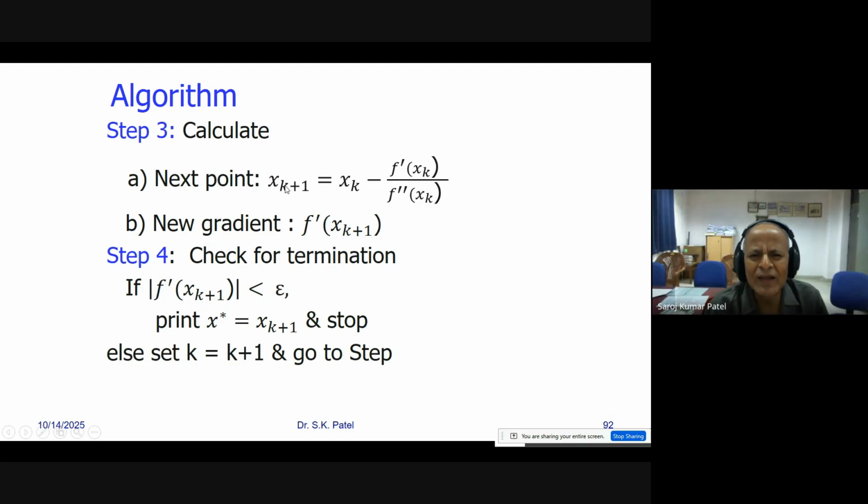Then at the new point, find the gradient, the first derivative. If this first derivative at the new point is very small, meaning less than our desired accuracy, then we stop and declare that the minimum point occurs at this new point xk plus 1. Otherwise, you go to the next iteration.